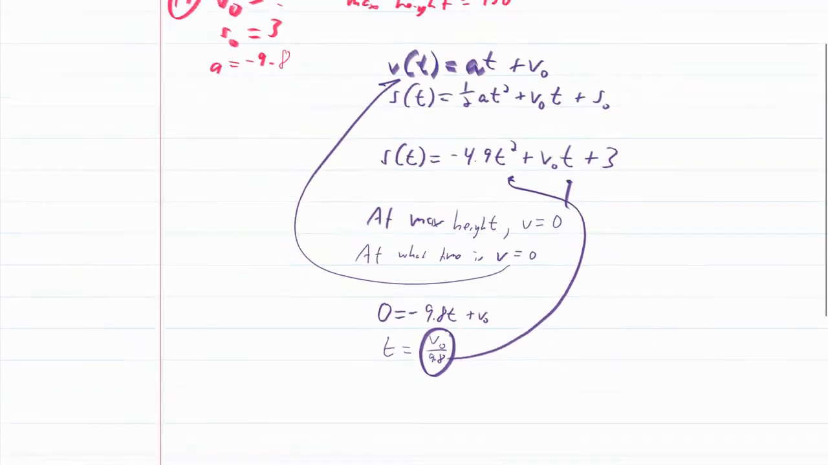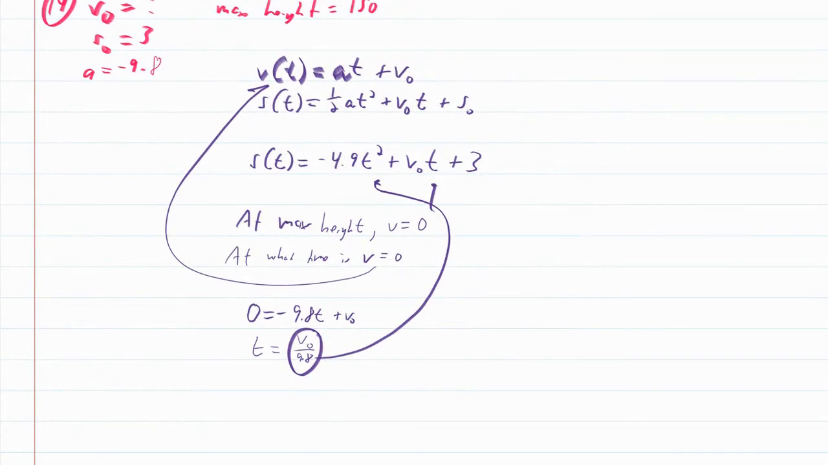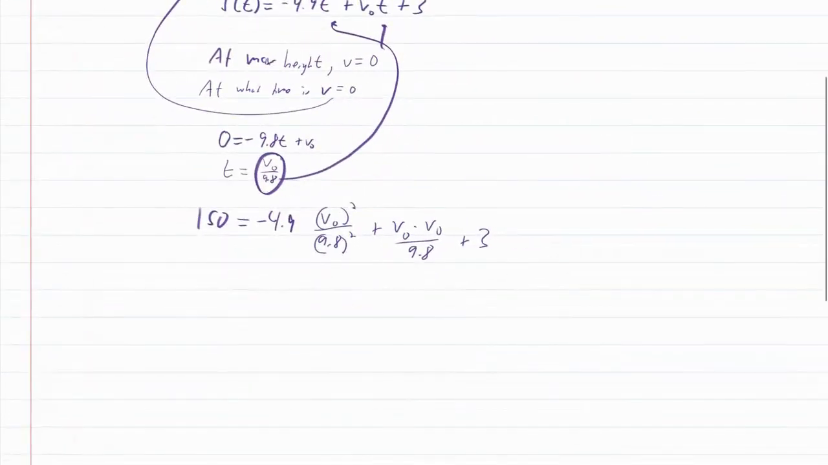let's see, at max height, so I know that 150 is equal to negative 4.9 times t squared, which would be v sub 0 squared over 9.8 squared, plus v sub 0 times v sub 0 over 9.8 plus 3.